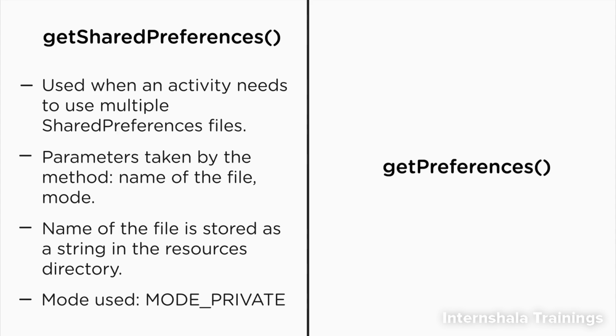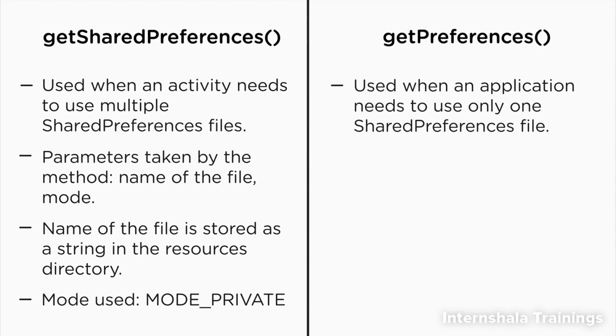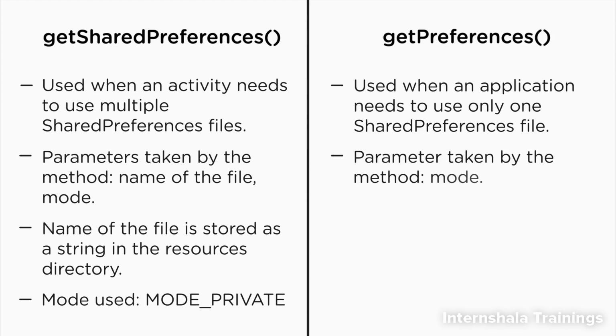The second method we use is the getPreferences method. This method is used when an application needs to use only one shared preferences file. So we can say that it uses a default shared preferences file that belongs only to this application. Hence, it takes only one parameter, since it does not need the name of the file. The one parameter that it needs is the mode parameter that we have looked at in the previous method.